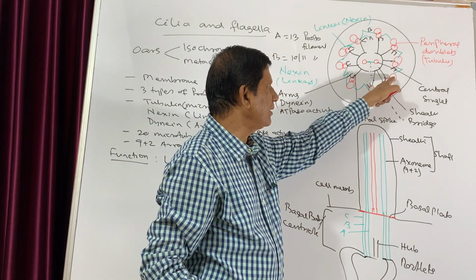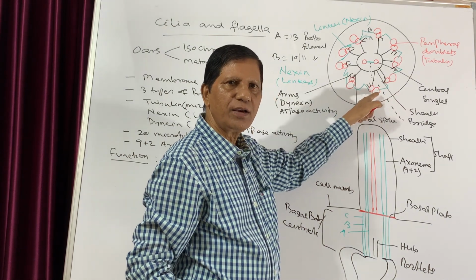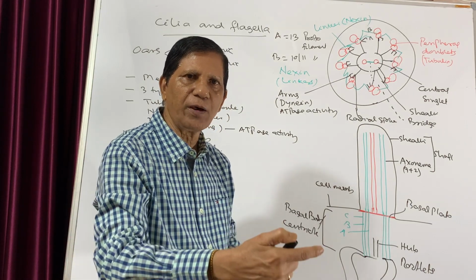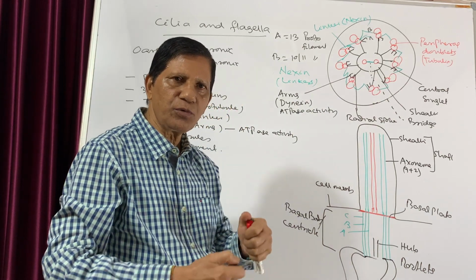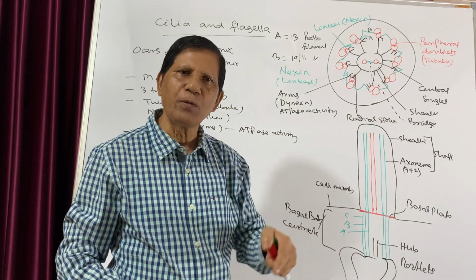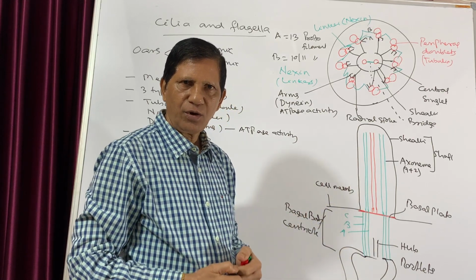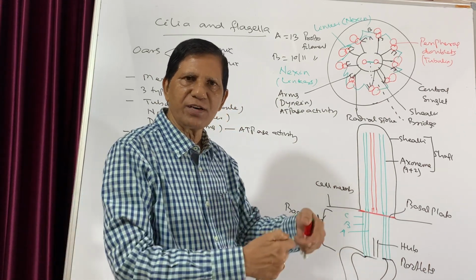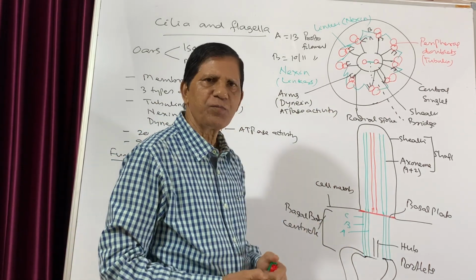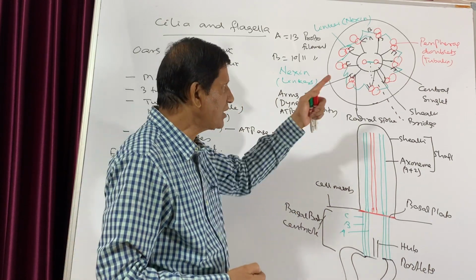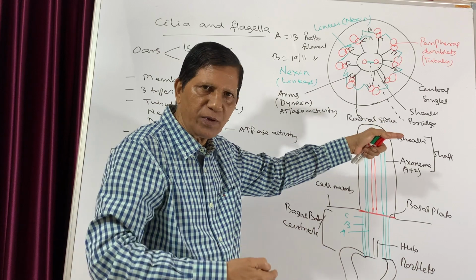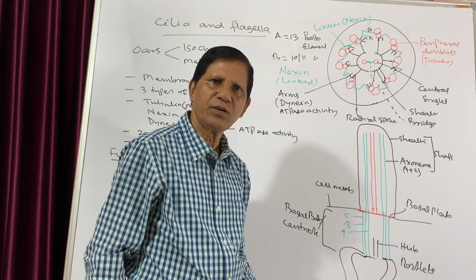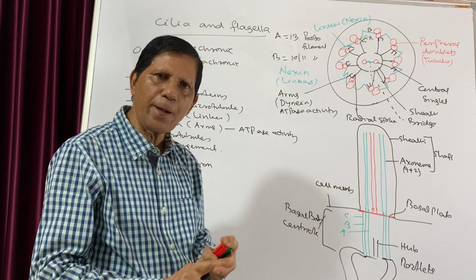When that moves, it is again connected with the B of another one. So the second one will influence the third one, fourth one, fifth one. Once it starts moving to one side, all of them automatically move, just like a train. When the engine starts and moves, all the compartments move along with it. In the same manner, this is known as sliding movement. When one arm having ATPase activity starts moving, since all are connected, everything automatically moves. So that is the difference between the movement of cilia and flagella.